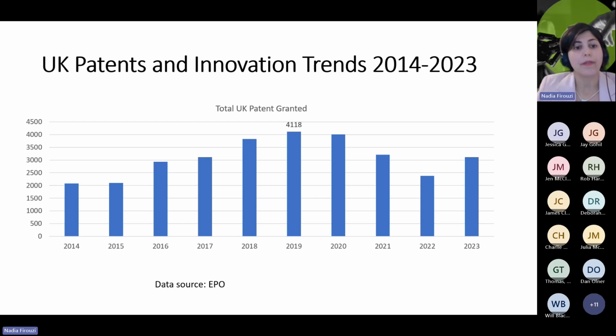After reviewing the public fund investment in innovative project R&Ds, next we explore the UK patent trends. So we want to see how the public investment could affect the trends in innovation and patents which were registered and granted. This chart illustrates the trends in the total UK patents granted from 2014 to 2023. Peaking in 2019 at over 4,000, the number declined due to the COVID-19 pandemic recession, but shows gradual recovery post 2023.